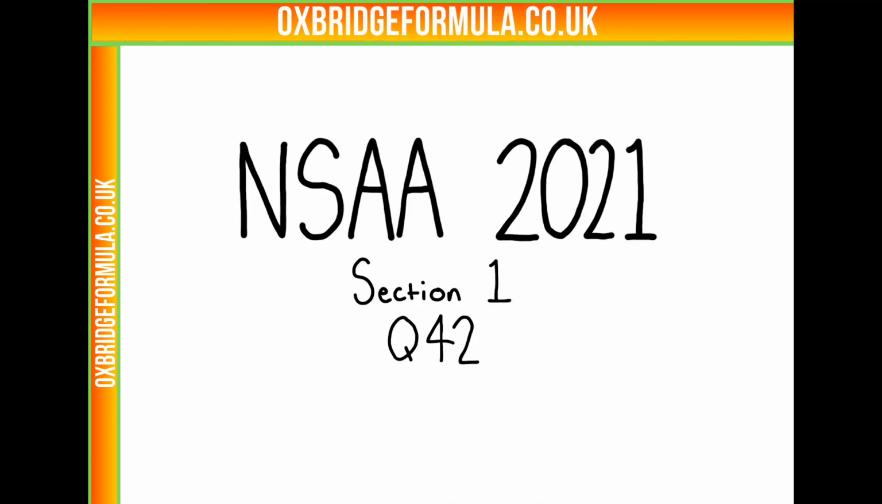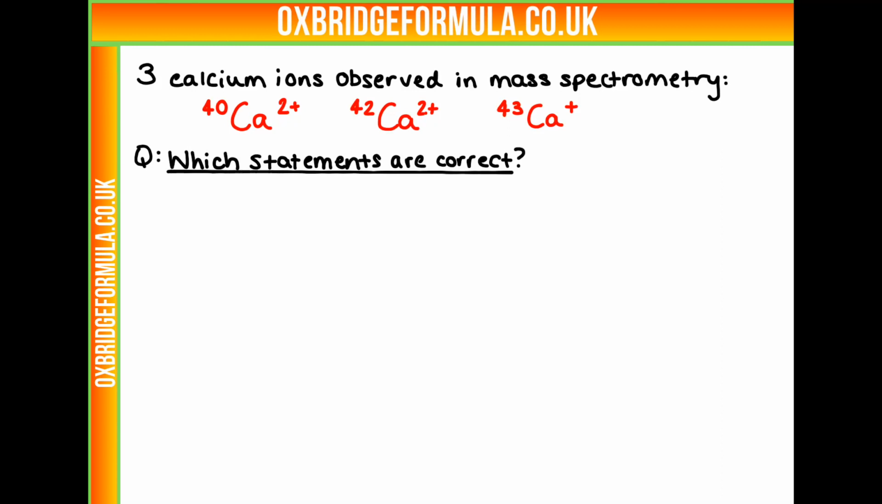This is NSAA 2021, Section 1, Question 42. So we have 3 calcium ions which are observed in mass spectrometry. We have a calcium ion with mass number 40 and charge 2+, one with mass number 42 and charge 2+, and one with mass 43 and a charge of 1+. And we have some statements and we need to work out which ones are correct.